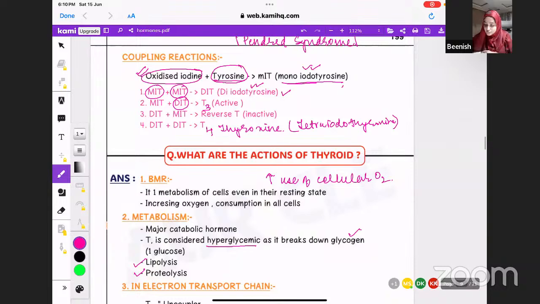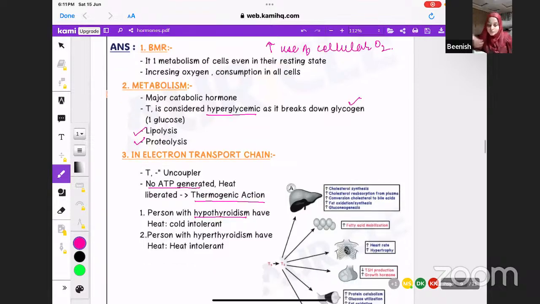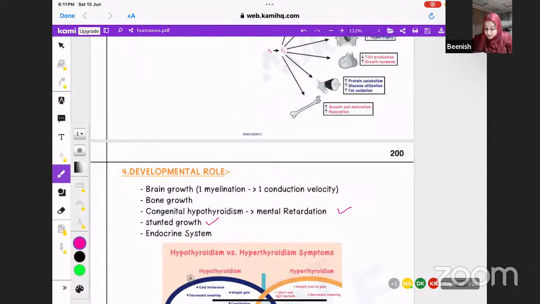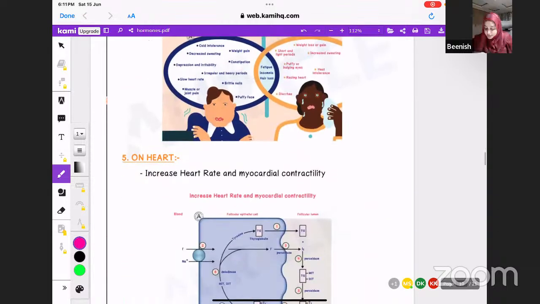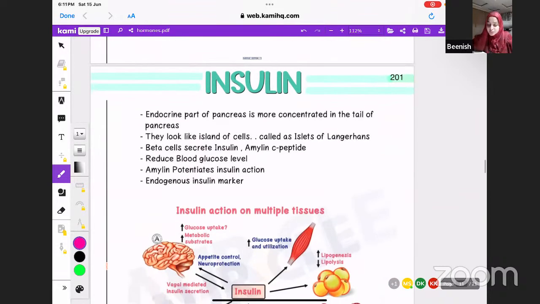So we've discussed the synthesis and the action of thyroid hormone. Very important, it increases BMR by increasing the cellular consumption of oxygen. By increasing the BMR, it is going to increase cellular metabolism of carbohydrates, lipids, and proteins. So it causes lipolysis, proteolysis, and glycogenolysis. Then it acts as a physiological uncoupler, so it has a thermogenic effect. Then we spoke about its developmental role: it is involved in the growth of brain and bone. And it also increases heart rate and myocardial contractility.